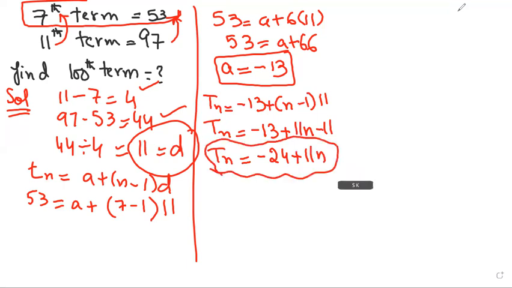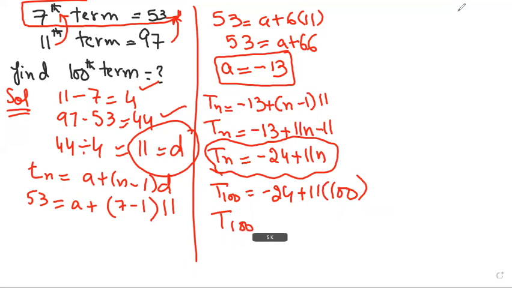Now in order to find my 100th term, I'm going to replace n with 100. So I'm going to write negative 24 plus 11 times 100. And if I solve it further, I will get 1076, which will be my 100th term.